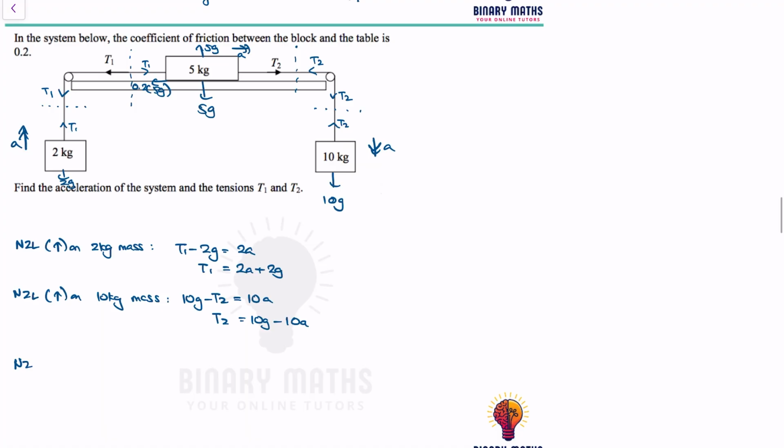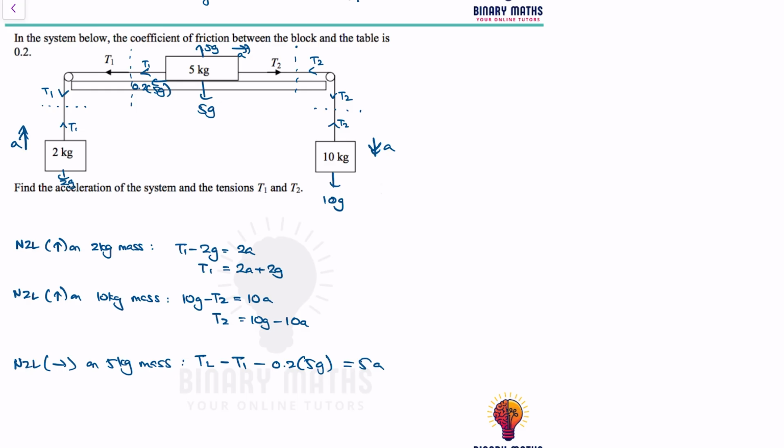Newton's second law applied horizontally on the 5 kg mass. Then we have T2 take away T1. I made a mistake here. The arrow is pointing in the wrong direction. Remember, tension is a pulling force, so it's pulling it away. Minus 0.2 times 5g must be equal to 5 times acceleration.